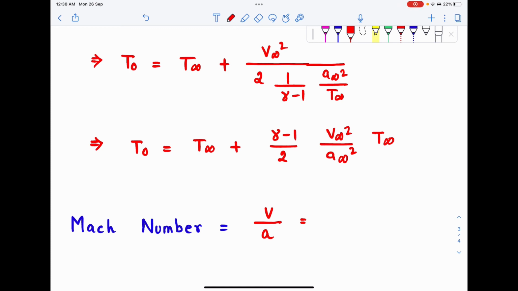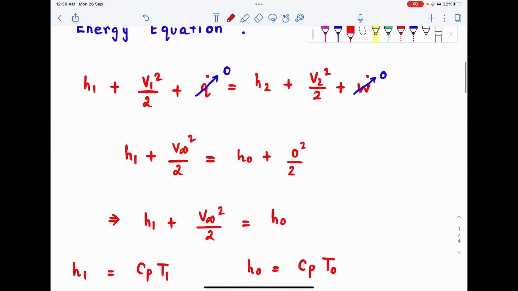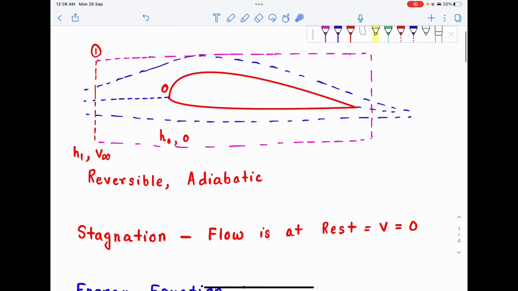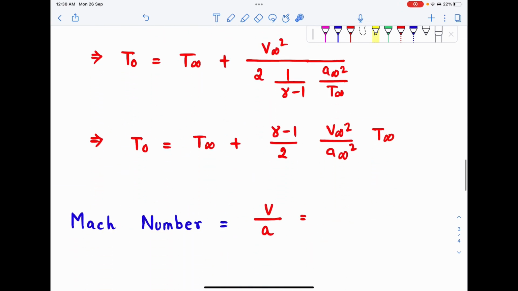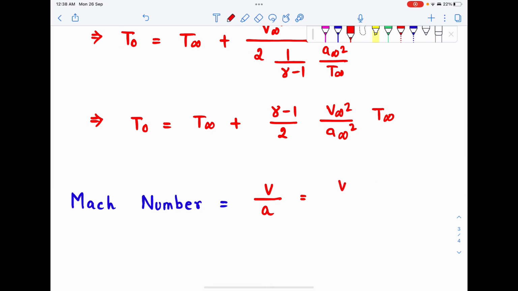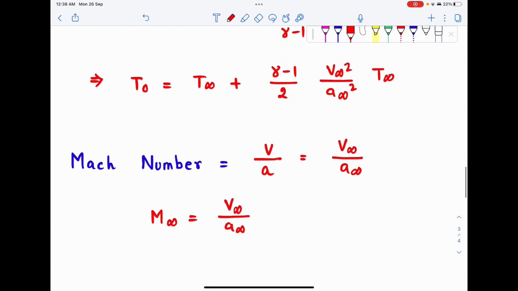Okay, so basically Mach number is the ratio of the velocity at which we are moving to the velocity of sound at that point, right? So at point 1, you are moving with the speed of V infinity, and the speed of sound at this point will be A infinity. So at point 1, the Mach number will be V infinity over A infinity. That means M infinity, the Mach number at the free stream, is equal to V infinity over A infinity. Now over here, this is V infinity divided by A infinity whole square, so this term will be M infinity square, right?